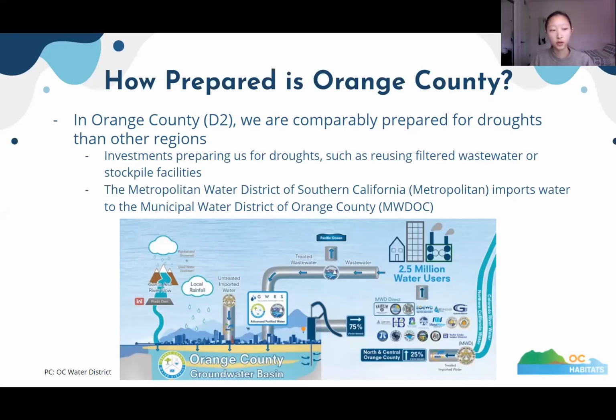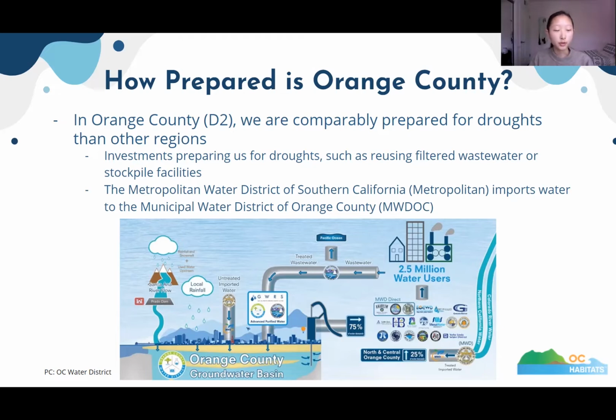So this leads us to the question of how prepared is Orange County? Orange County is classified as D2, which is about middle in the classification, and we are comparably better prepared for droughts than other regions. This is because we have had a lot of investments preparing us for droughts, such as reusing filtered wastewater or stockpiling water for future emergencies. About 75% of all our water needs are met through our groundwater basin, and the remaining 25% is supplied through imported suppliers, such as the Metropolitan Water District of Southern California.